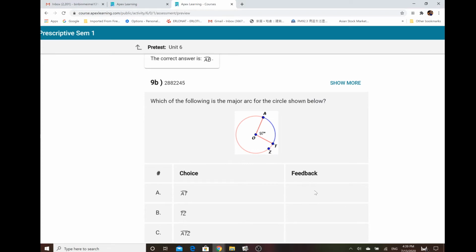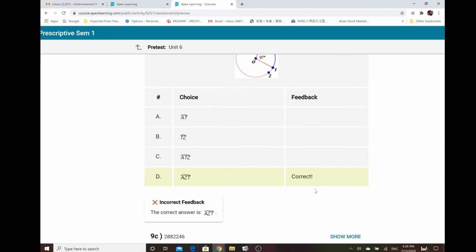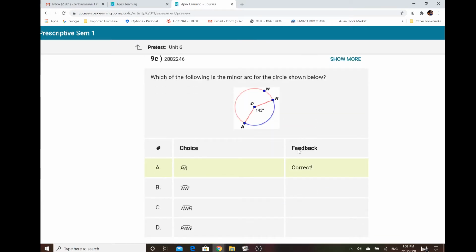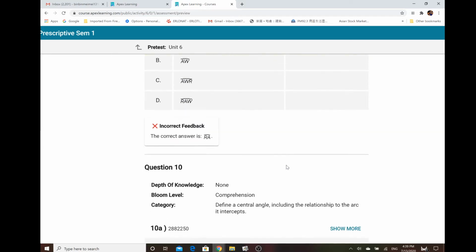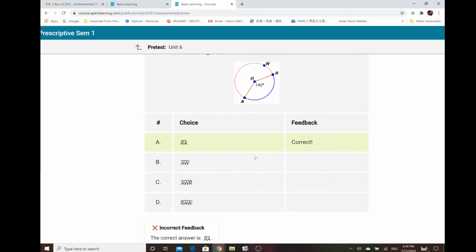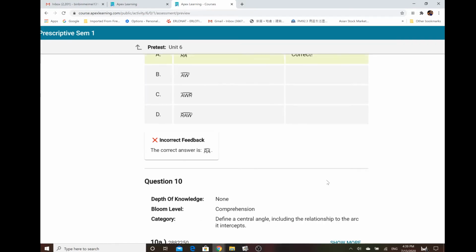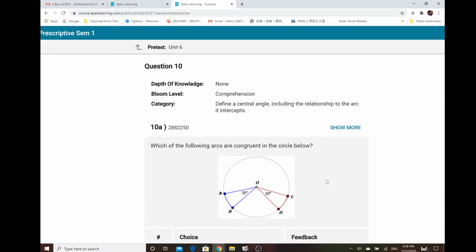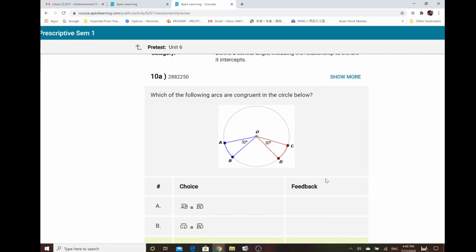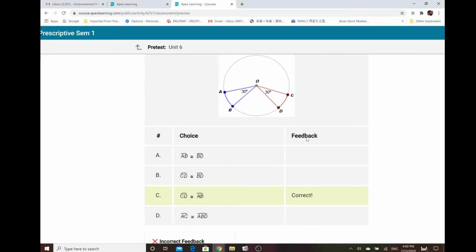Okay, so this one's not a chord, but it's arc R18, a minor arc. So minor arc here, then that would be RA. Again, the little curve right here means the arc. It's just a geometric symbol for arc. And then this one shows the congruent arc. So you can say that arc AB is congruent to arc CD, or CD is congruent to AB.